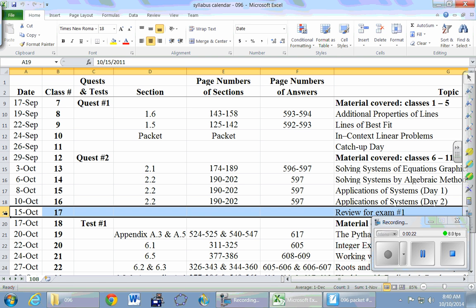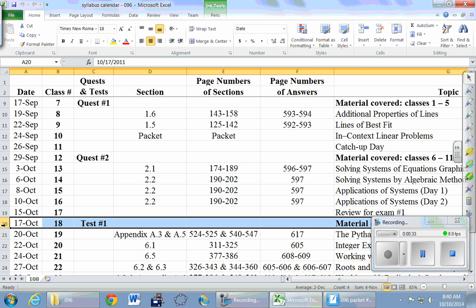But notice that our next class is not this coming Monday because it's Columbus Day. There are no day classes this coming Monday. So our very next class is Wednesday. That'll be our review day in preparation for our first test, which is a week from today, Friday next week.